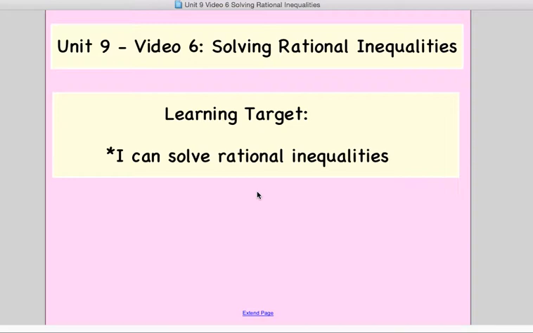Today we're going to look at solving rational inequalities. So we've been solving rational equations. Today your learning target's a little different. We're going to be doing inequalities. Remember that's when you have greater than or equal to, or less than or equal to.